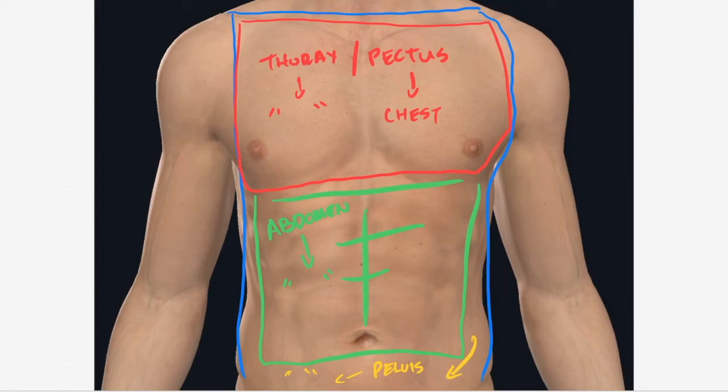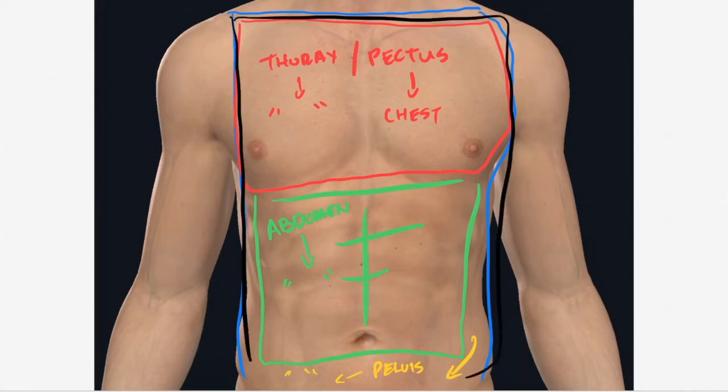Now, I don't have an image of this, but you can just visualize it. Behind this anterior portion, this anterior wall, in the back, behind us, we have another region. Back in Latin is dorsum. Oops, I already misspelled that. Dorsum. So everything in the back that consists of the trunk is called dorsum.